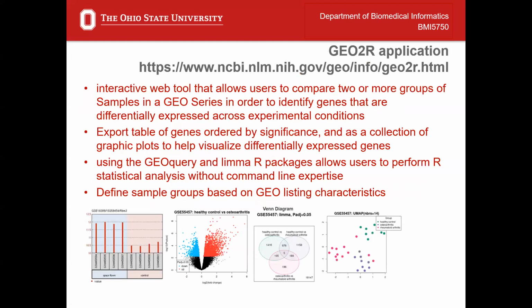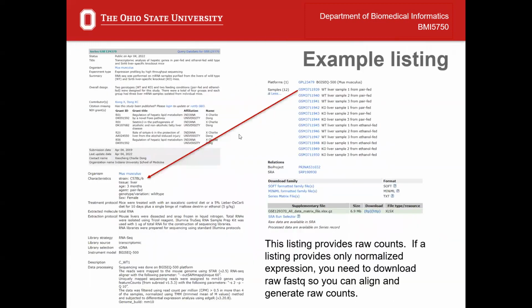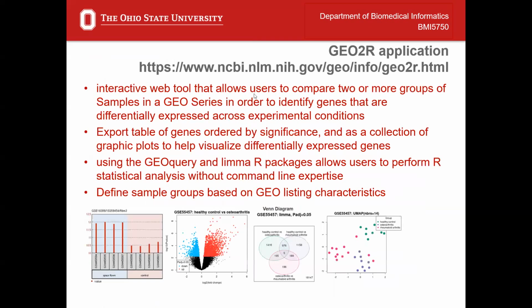Built into the GEO website is an application called GEO2R. It's a built-in R application. It's an interactive tool that allows you to compare simple groups of samples. Now, the groups have to be defined in the experimental conditions and the listings of GEO. Sometimes there will be experimental conditions that are not listed as specifically as characteristics, like all of these. You could use these through the R built-in analysis package.